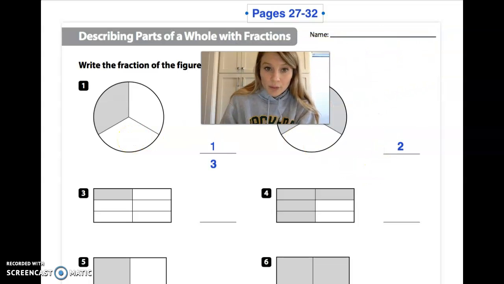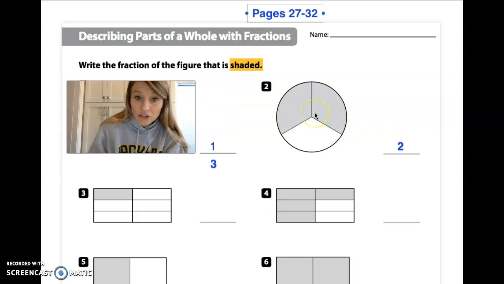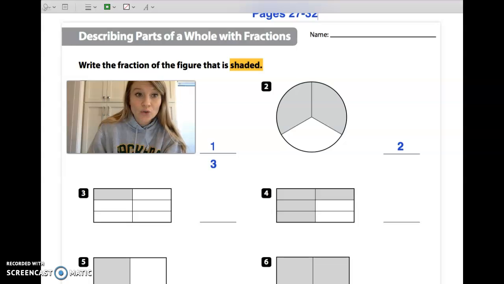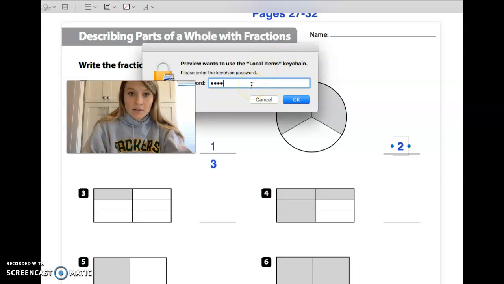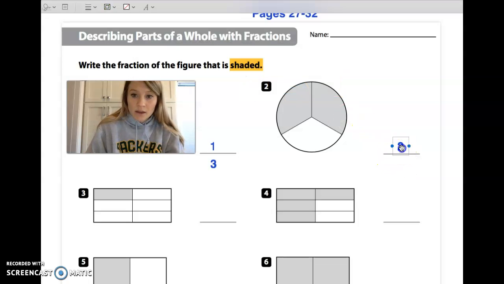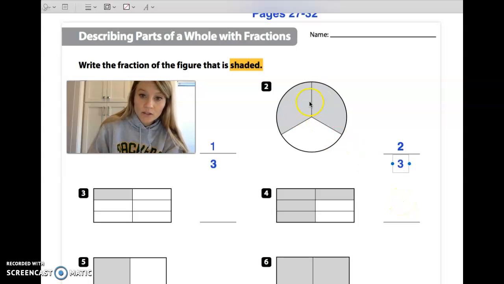So let's look at this one. I'll move my screen a little bit. How much is shaded? Well, I see 2 pieces are shaded. And then remember my denominator is missing, and that means how many equal parts do you see? And I see 3. Oh, let me copy and paste this. Excuse me, guys. Sorry about that. I see there are 2/3 because there's 2 parts shaded and 3 total parts.